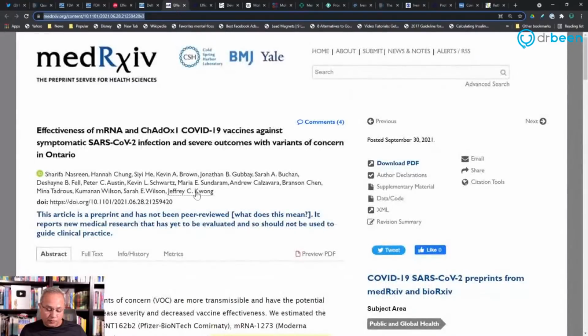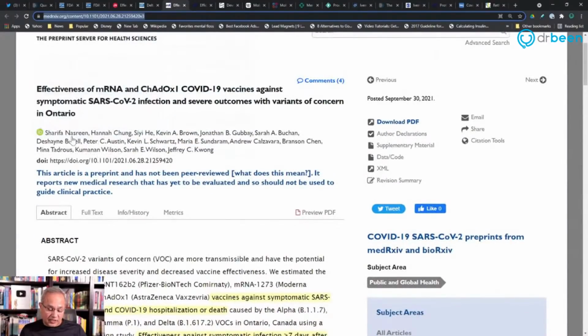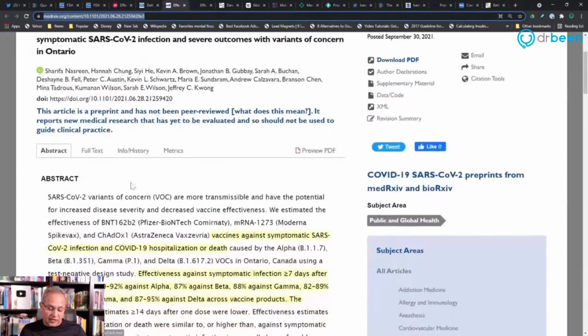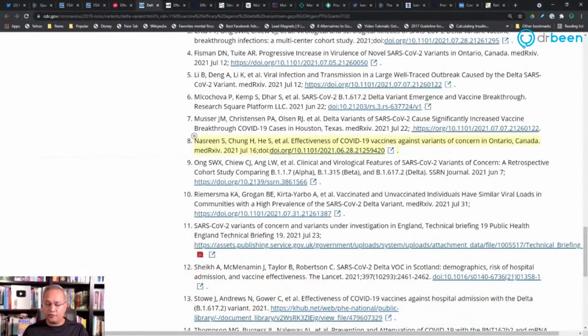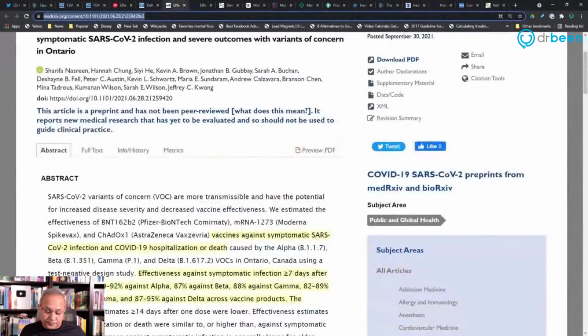I have the link open here. This is the same study. If you see Nasreen Sharifa, again, it's a great study, but this article is a preprint and it is linked on CDC's site. Of course, at some point, it's going to become peer reviewed and then accepted. But at this time, it's a preprint and it is here.